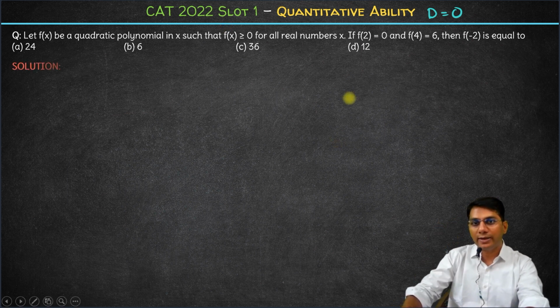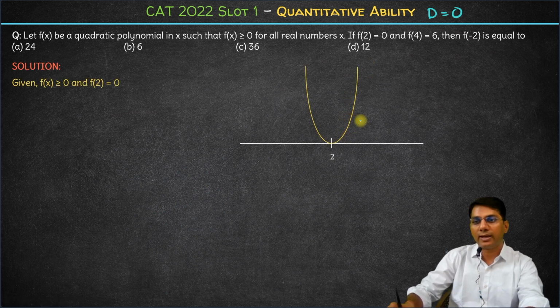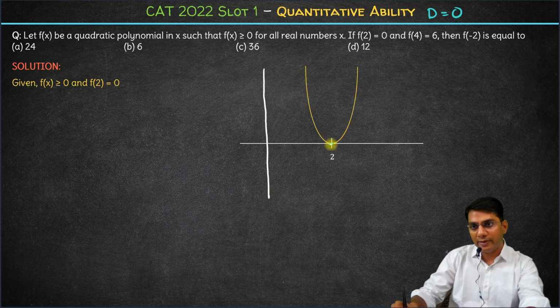So the graph that we'll get for f(x) will look something like this. This will be the graph for f(x). It is either 0 or always greater than 0. This is always positive. The y-axis will be somewhere here, let's say. So this is f(x). The value of y will be either 0 or always greater than 0. And we are given f(2) is 0.